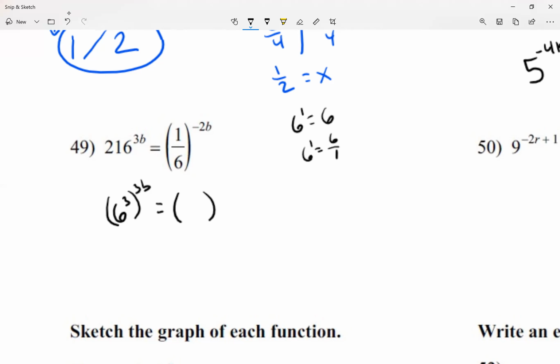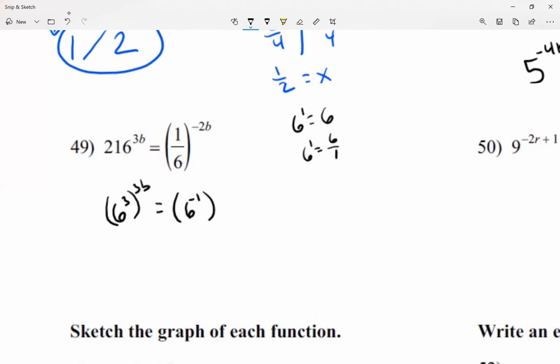Okay. 1 over 6, let me write that as 6 to the negative 1. Negative exponents basically flip my fraction. I know 6 to the 1 is 6, or 6 over 1. But I want to flip the fraction, so I'm going to use a negative exponent. All right, so 1 over 6, I'm going to write that as 6 to the negative 1.